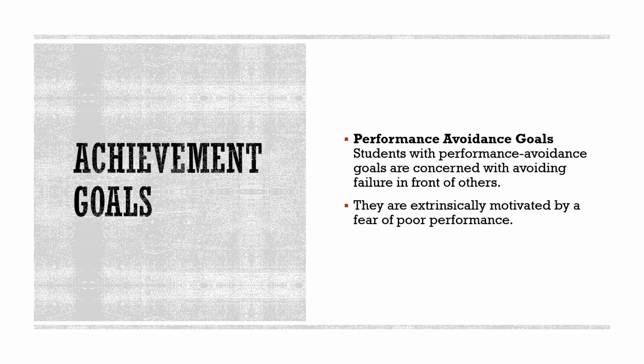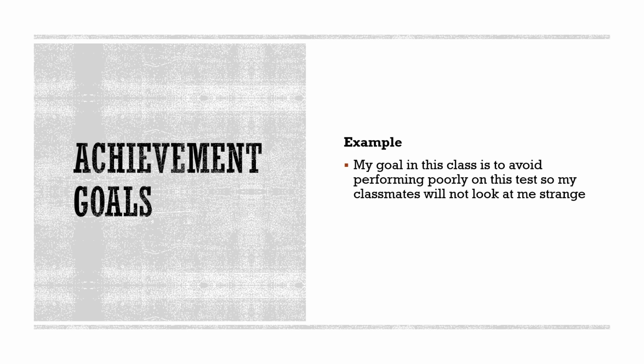Performance avoidance goals. Students with performance avoidance goals are concerned with avoiding failure in front of others. So they are motivated by fear of poor performance. An example may be, my goal in this class is to avoid performing poorly on this test, so my classmates will not look at me strange, or my teacher may not look at me strange. So they don't want to embarrass themselves. They just want to perform enough. So they don't want to be in the spotlight.